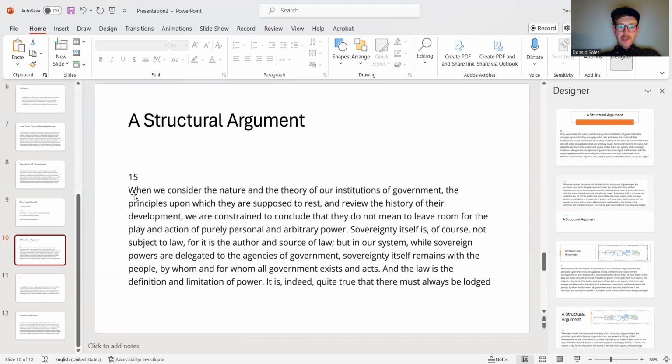When we consider the nature and the theory of our institutions of government, the principles upon which they are supposed to rest, and review the history of their development, we are constrained to conclude that they do not mean to leave room for the play and action of purely personal and arbitrary power.